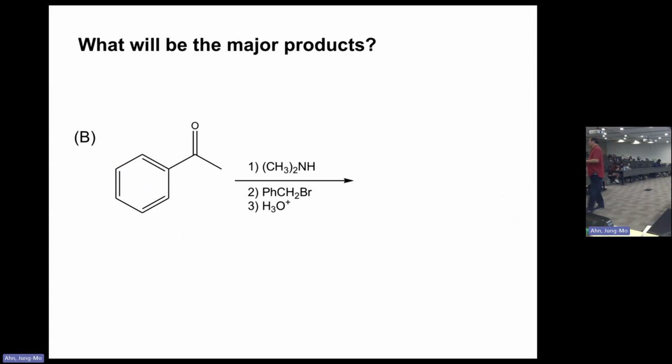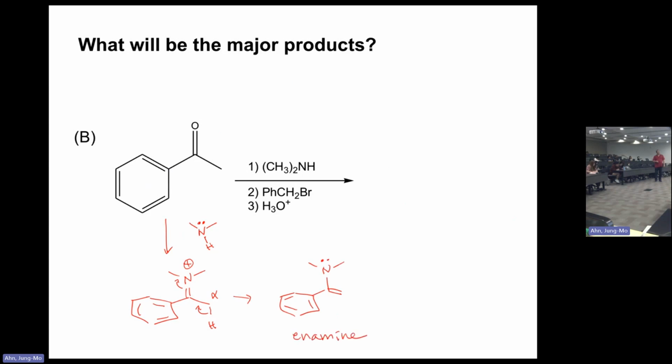All right, the next reaction I show you here is we've got a ketone, and then we are reacting the ketone with dimethylamine. Dimethylamine is a secondary amine. This nitrogen has two methyl groups, so it is a secondary amine. If you remember, dimethylamine with the ketone initially forms an iminium ion, right? But the iminium ion is not stable since it has an alpha hydrogen there. So what happens is, this alpha hydrogen is taken away, then you get an enamine.